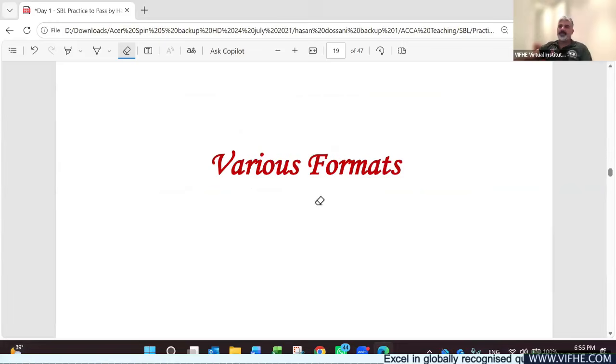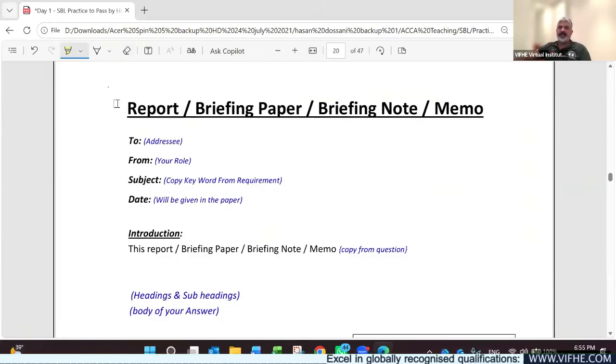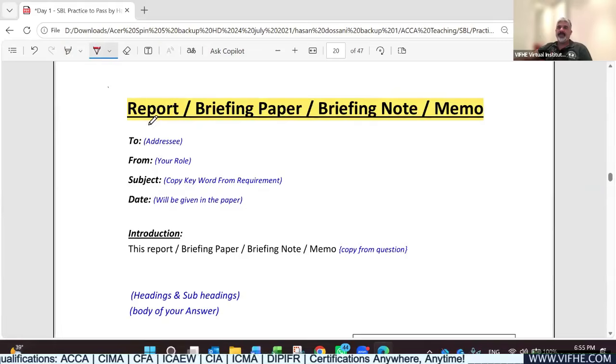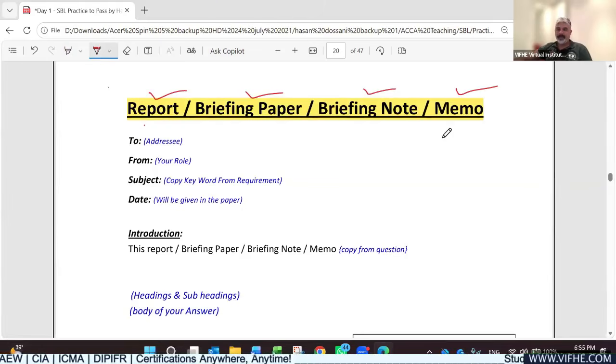So the most common format is this one. These four formats are tested 80% of the time. 80% of your paper is based on these four formats: report, briefing paper, briefing note, or a memo.